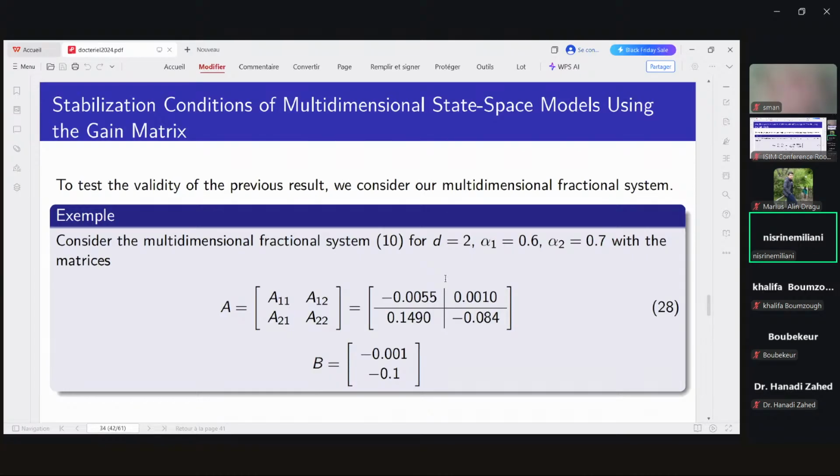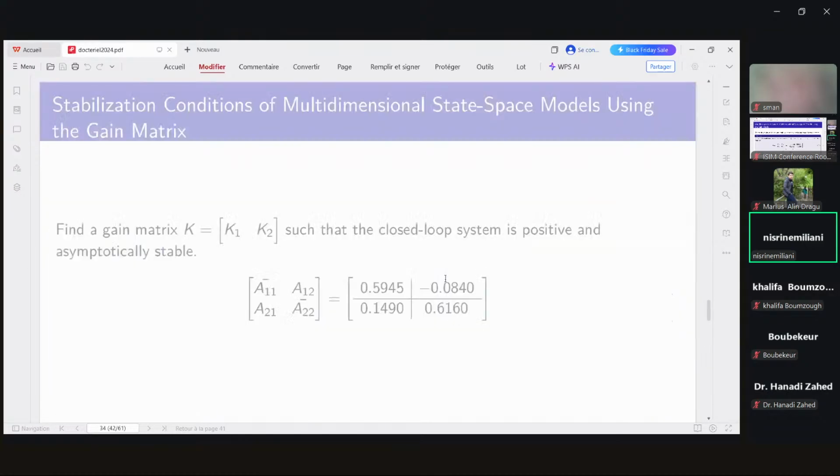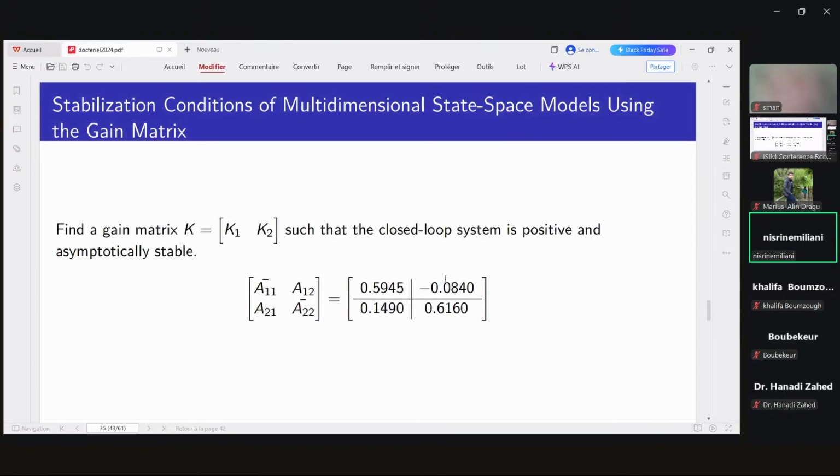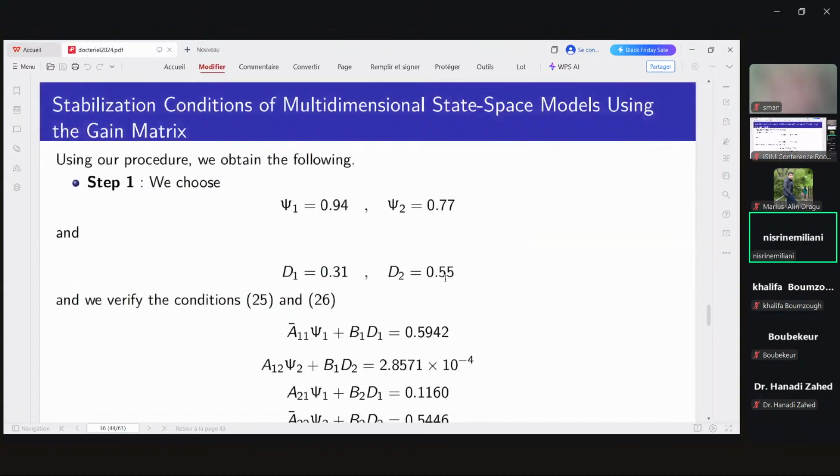We start with an example. We consider the multidimensional fractional system for D equal 2 and alpha 1, alpha 2 equals 0.6 and 0.7, with A given by this matrix, and find a gain matrix K such that the closed loop system is positive and asymptotically stable. Using our procedure, we obtain the following.